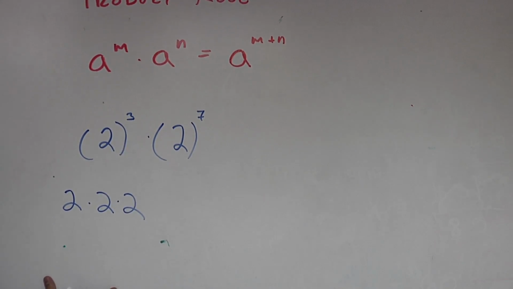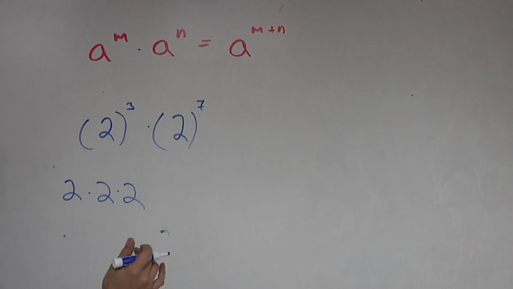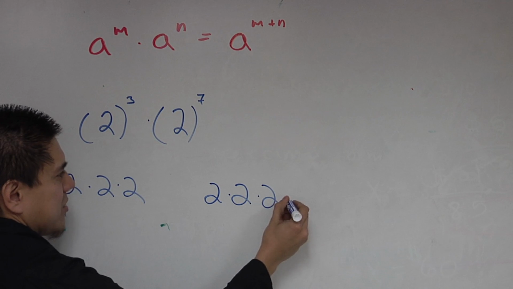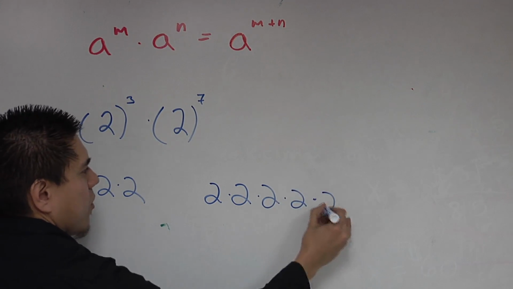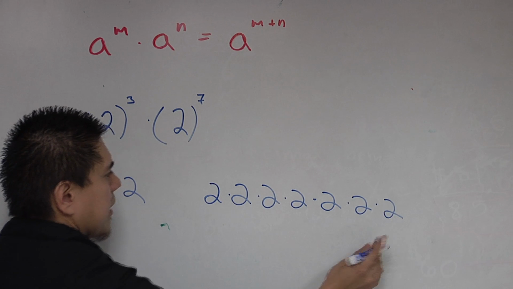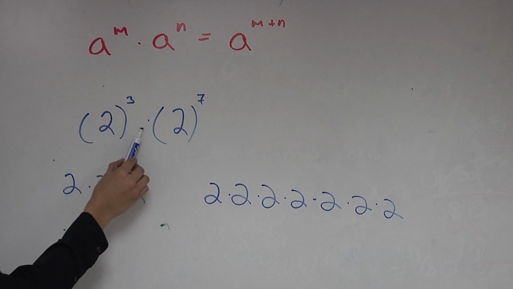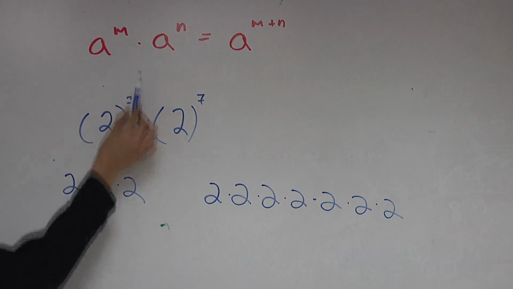And similarly, what does 2 to the 7 mean? 2 multiplied by itself, so 2 times 2 times 2, again, so 4, 5, 6, 7. And we're multiplying them. That's the key thing we're doing here.